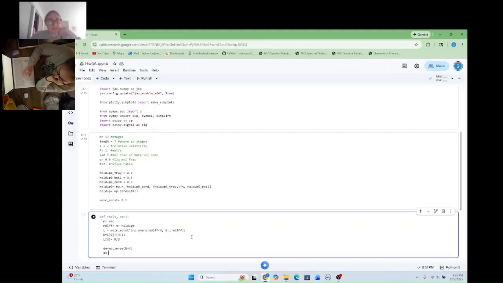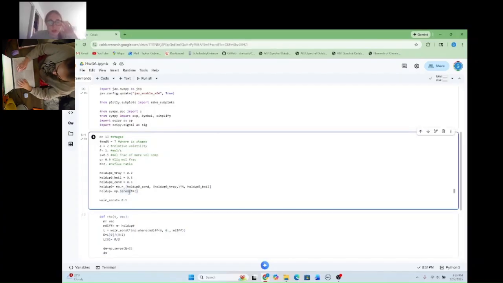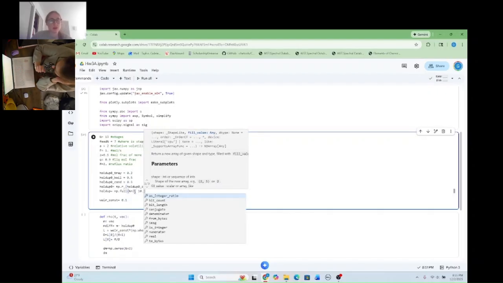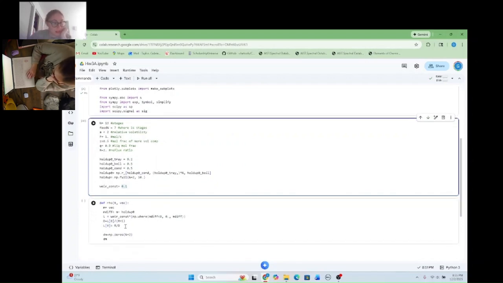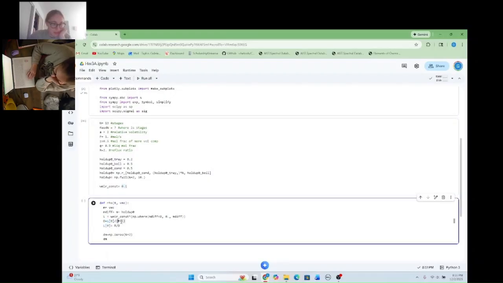So we have a problem with code. This is supposed to be full, np.full, and then we are starting with our initial as 10 moles at each holdup. So that is something that's good to know. And then if we look here, we're going to multiply this to get it over, so it's multiplying, not dividing.